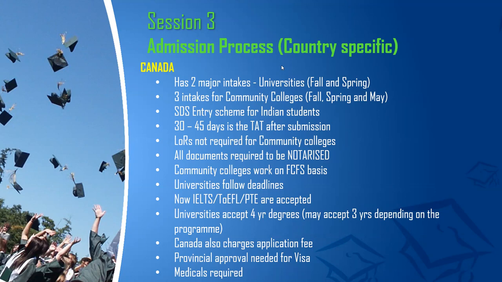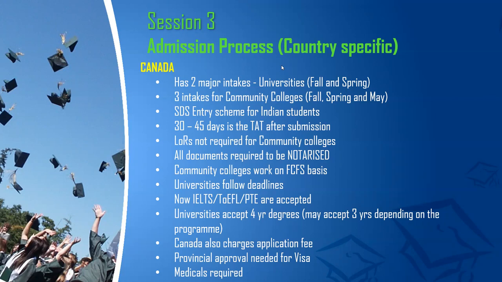Okay, I think we were discussing community colleges. Community colleges, I said, are a little flexible, less costly than universities, and can give you bachelor's, diplomas, and postgraduate diploma programs. And we were talking about notarization, which was required previously before COVID. Now it's put on hold, and community colleges do not have normal deadlines. They work on a first come first served basis. Sorry, and universities follow deadlines.